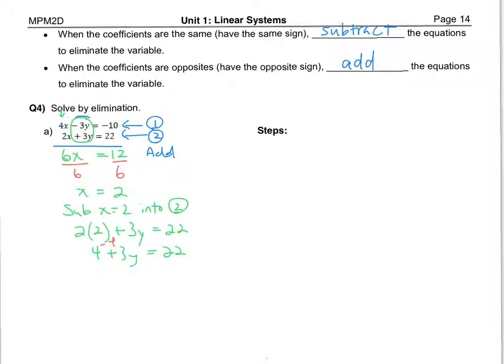Subtract 4 from both sides. And I get 3y equals, 22 take away 4 is 18. Divide both sides by 3. I'm going to get y equals 6. So my solution is 2, 6.